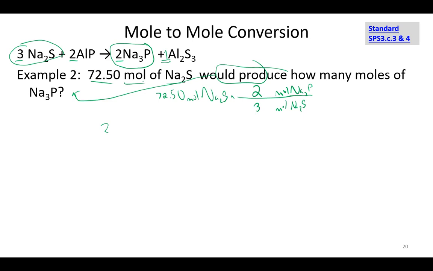And my handy dandy calculator gives me 48.33333 on to infinity. So I don't want to write a whole bunch of threes. I know that I want to round according to the number of digits that I started with. I started with 4 significant figures, so I'm going to keep 48.33 moles of sodium phosphide.